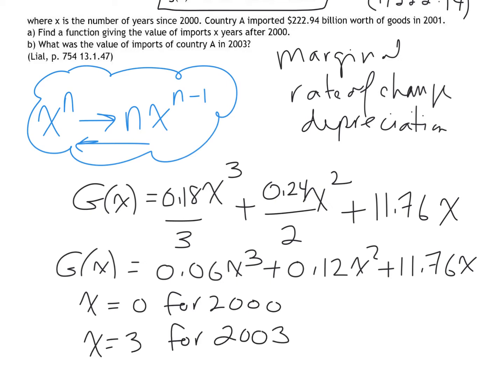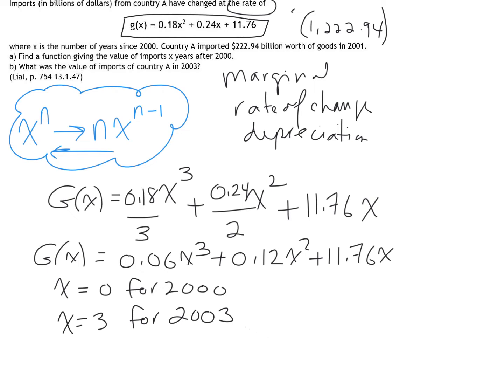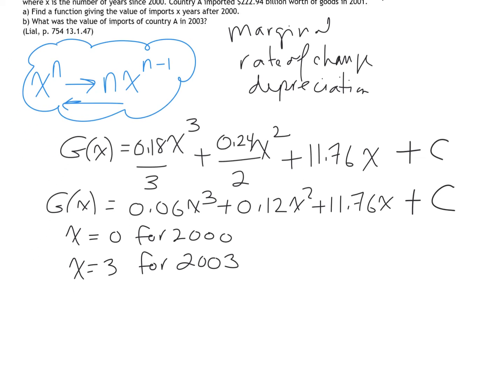Anything else we've missed? What have we missed? First derivative? No. The constant. We've missed the constant. Plus C. Right? So now we have to find what the value of the constant is using that point. Remember we had that point, 1 for x, 222.94 for y. So we set it up.